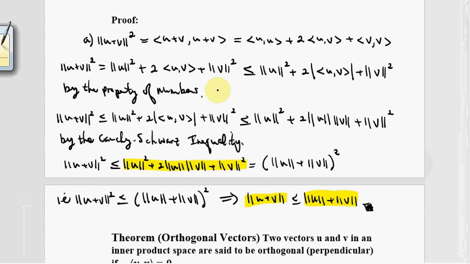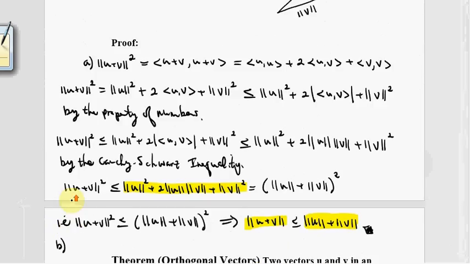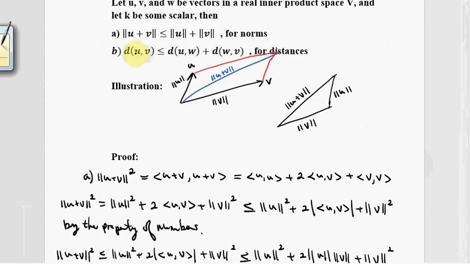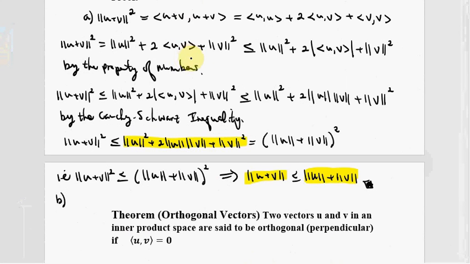Now part B. I don't have much space, but I can probably put it all right here in this statement. Part B is the distance. I'm going to show that the distance between u and v is less than or equal to the distance between u and some arbitrary vector w, just any vector out there, plus the distance between w and v. So let's put the proof here. I'll leave the illustration for you.